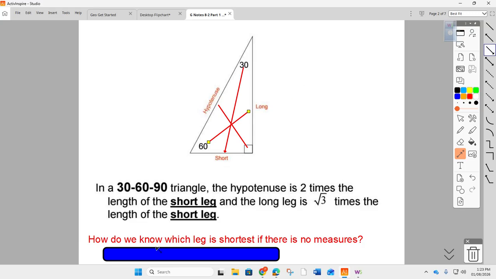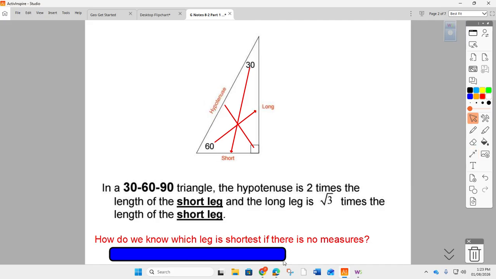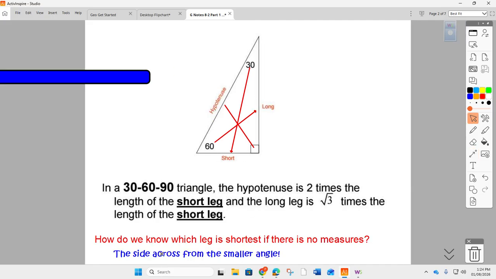So how do we know which leg is the shortest if there is no measure? Well, the side across from the smaller angle is going to be the shortest side. The smallest angle, the shortest side, the smallest angle, vice versa.